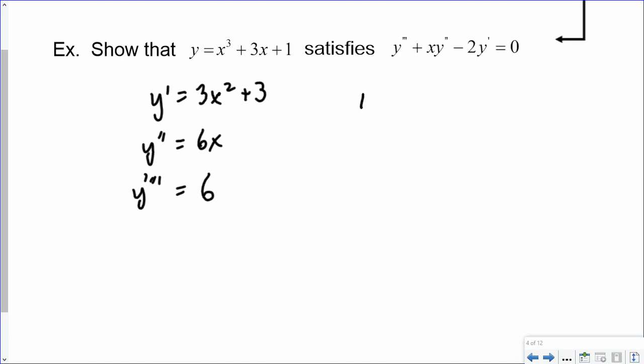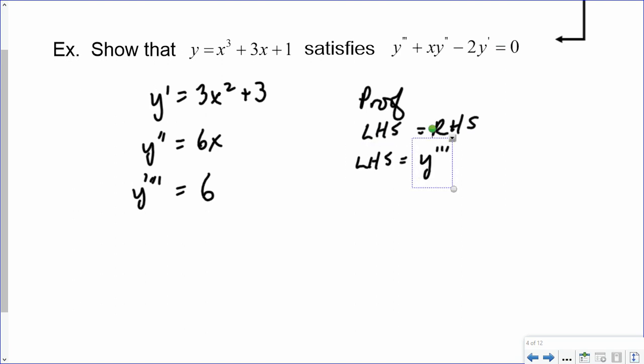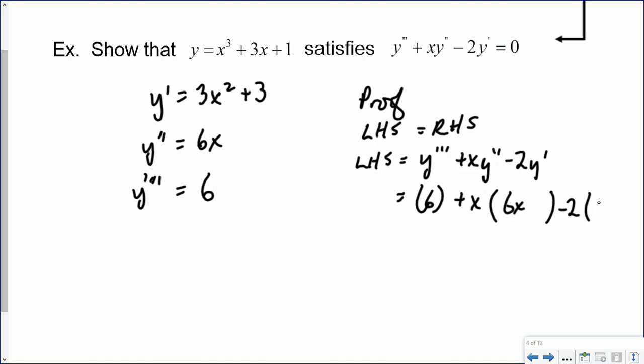So my proof should follow a left-hand side equals right-hand side strategy here. The left-hand side is the hardest side. The left-hand side is y triple prime plus xy double prime minus 2y prime. Now I substitute. I found y triple prime to be 6, and the rest of the equation is x times y double prime. y double prime is 6x, and then minus 2, and y prime I found to be 3x squared plus 3.